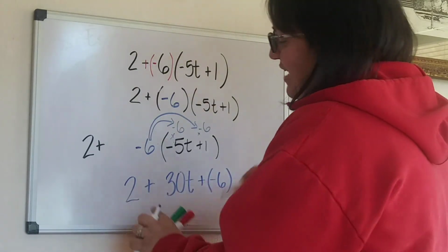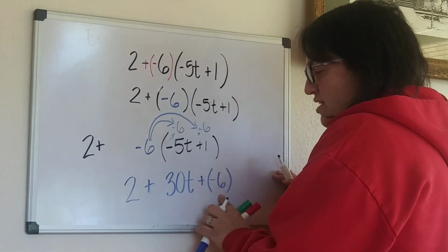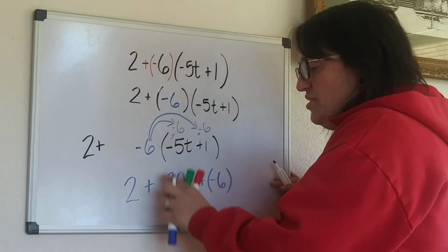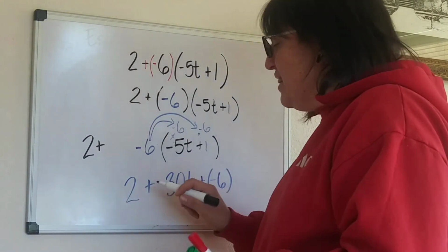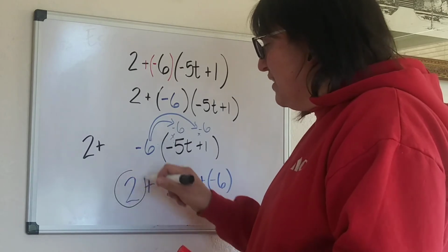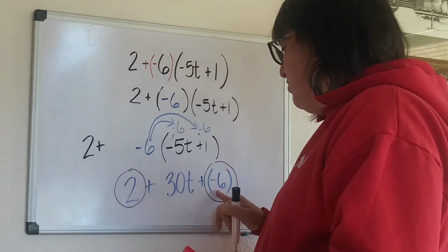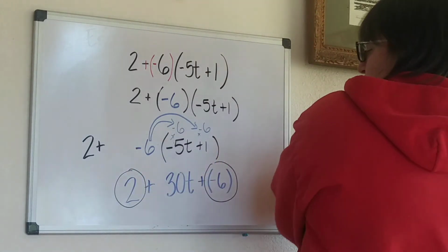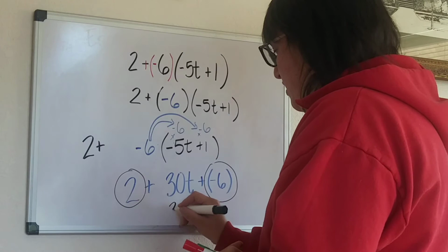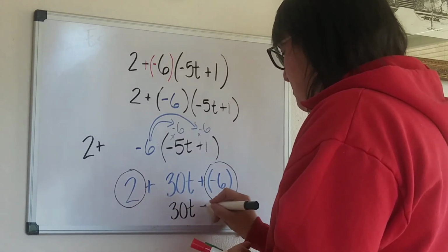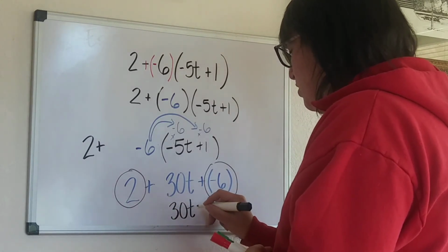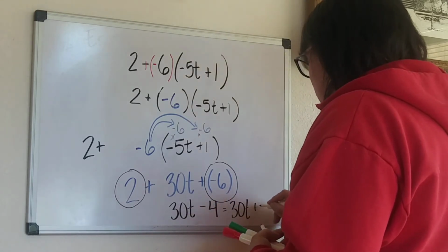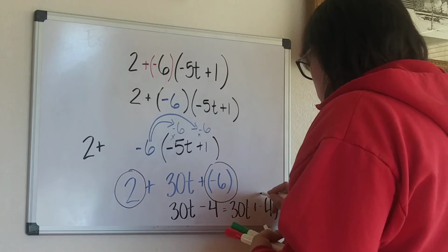All right, so now I've got 2, which is a constant, and -6, which is a constant, and then my only term that has a variable is 30t. So that guy is just done. But then I can combine these two, and say, if I have 6 negatives and 2 positives, then I can make 2 zeros with those, and I'm left with 30t minus 4, which is the same as 30t plus negative 4.